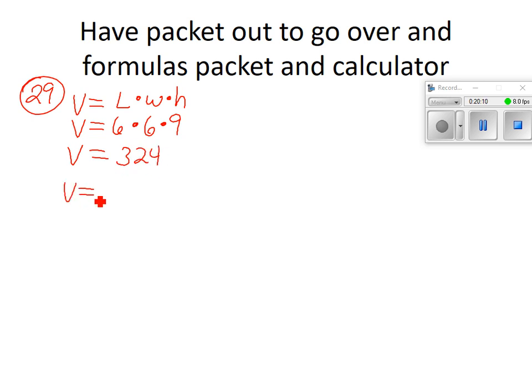No, we have to add the other one. What's the length of the other one? 15. What's the width of it? 5. What's the height of it? 9. Somebody multiply that together.